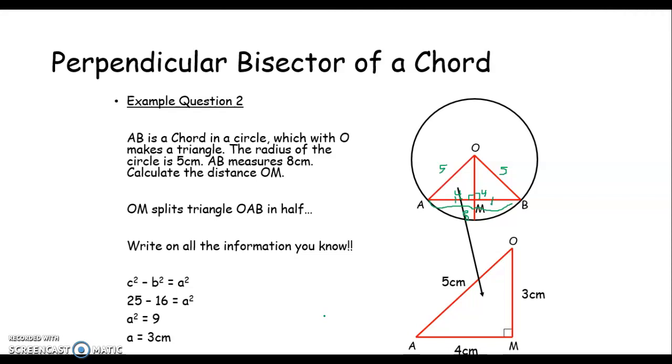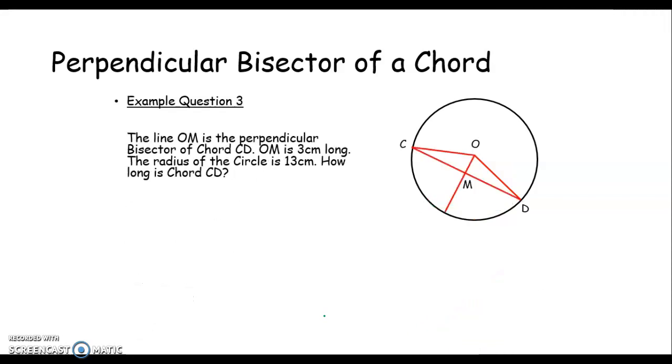Right, on to one last question for you to try. Question 3. Pause the video and press play when you're ready. So we have the line OM is a perpendicular bisector of the chord CD. OM is 3 centimeters long. The radius of the circle is 13 centimeters. So my radius now is 13.